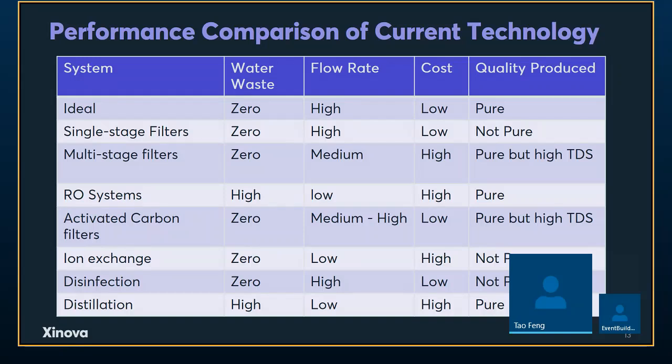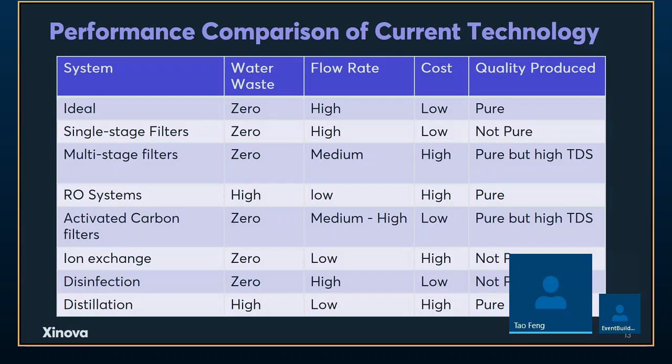Next slide. I think we have looked at all these currently available technologies, and we can summarize them in this table. In the first row of the table, I listed the ideal situation. The ideal solution we're looking for in this RFI should produce zero water waste with a high flow rate, and it cannot be very expensive. And the water quality has to be very good. But this is the ideal situation. The next few rows that follow are the realities. We have looked at all these technologies, and each of them has its weaknesses. None of them is perfect.